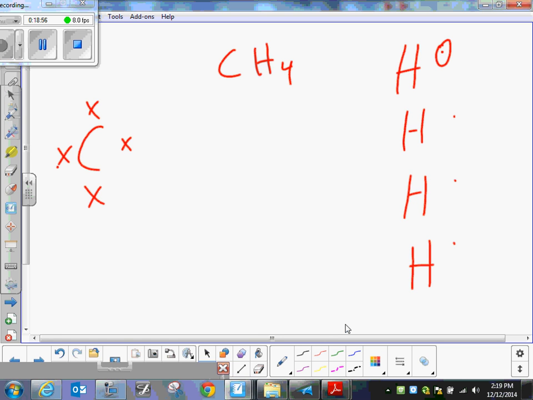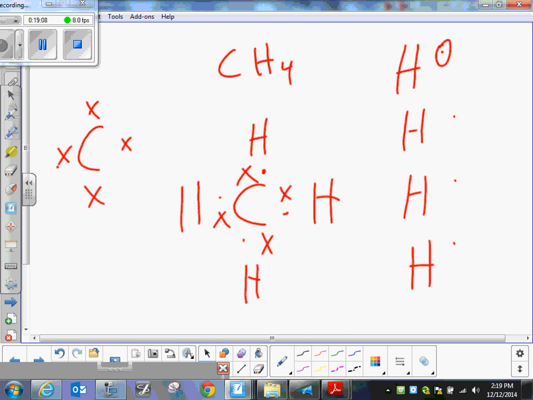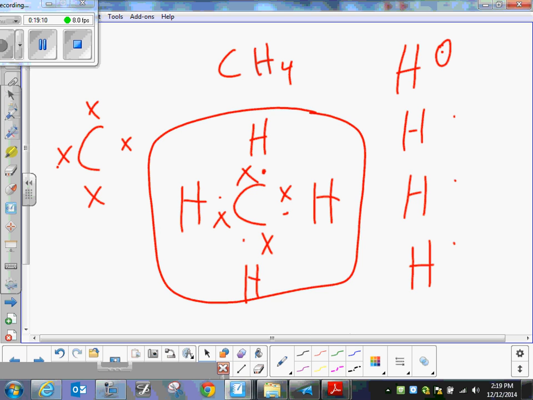Yes. Yeah, so then our final is going to be like this. There, that hydrogen's happy. That hydrogen's happy. That hydrogen's happy. And that hydrogen's happy. So there's our final covalent diagram for CH4. Okay, hopefully this helps you guys, and hopefully you can do well on your assignment. Let's get started on that.